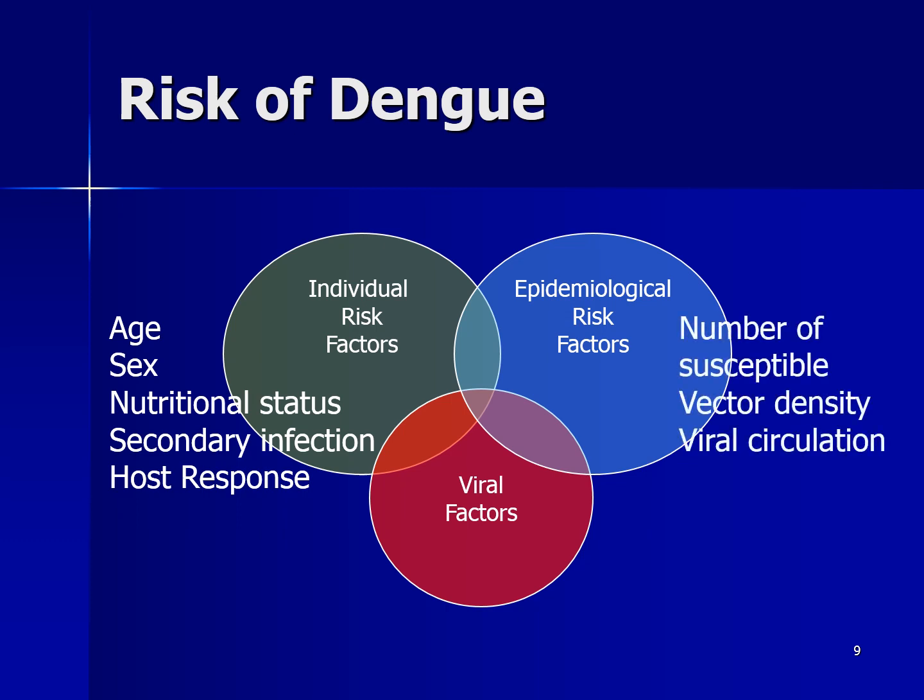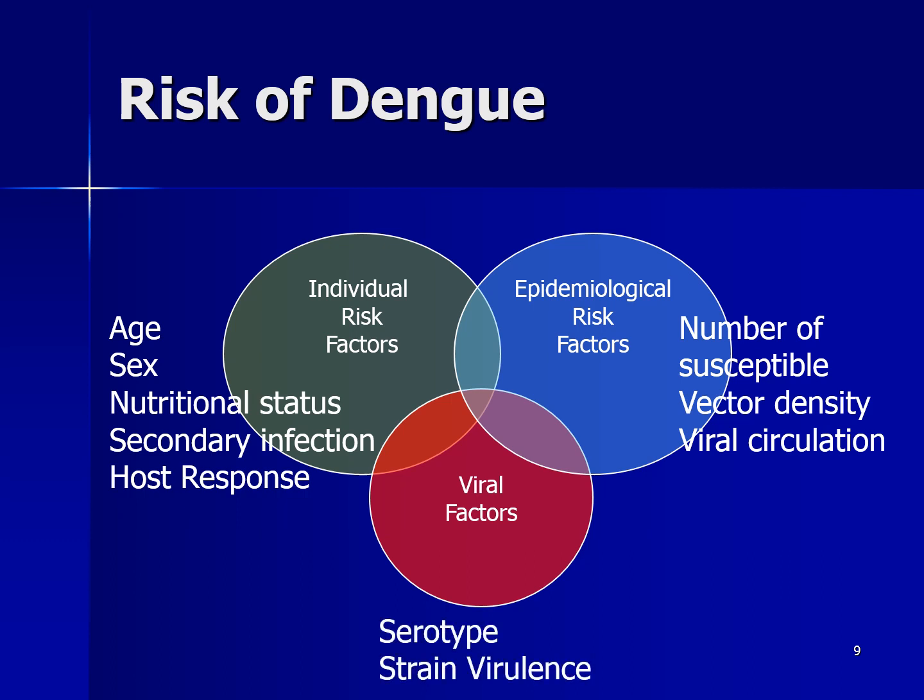Epidemiological factors: number of susceptibles, vector density, and viral circulation. Vector density, we have discussed the increase in the vector population and the various factors: urbanization, increase in population growth, and different types of habitats. Viral circulation is the type of virus that's circulating, whether dengue virus 1, 2, 3, or 4, which one is circulating.